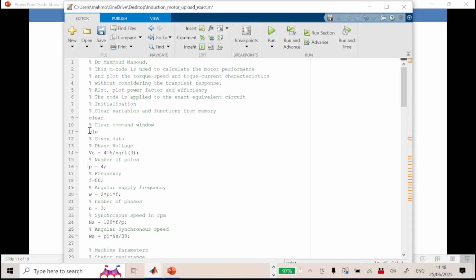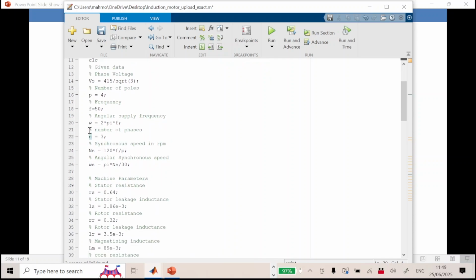So voltage, number of poles, frequency, I calculated the angular supply frequency 2πf, and the number of phases is 3. Why do we have the number of phases as 3? We know that the machine is 3-phase. Just in case in the future I would like to run this code for a 5-phase machine or something like that. Synchronous speed, I calculated in RPM and in radian per second.